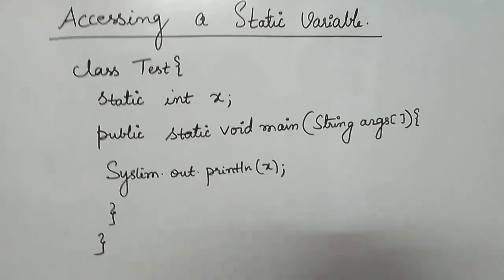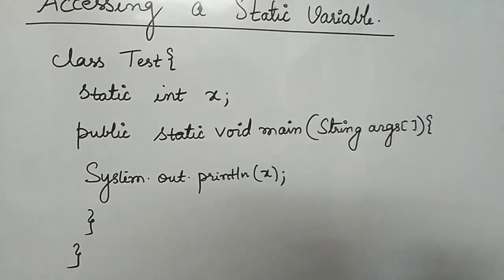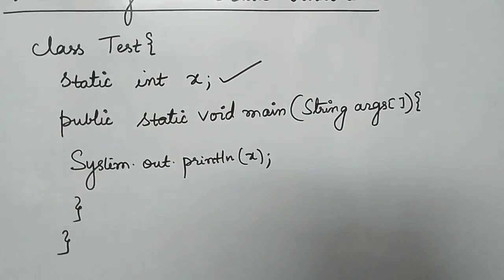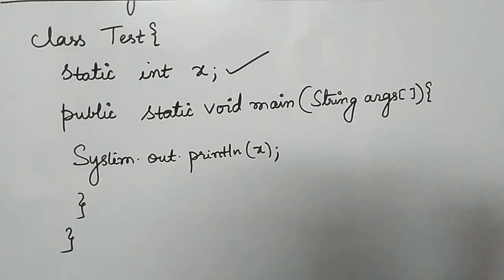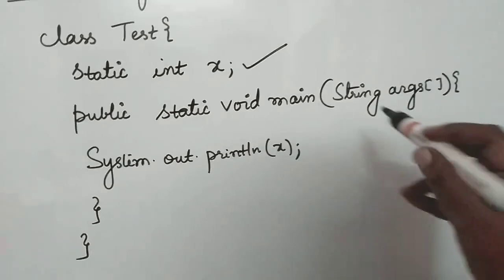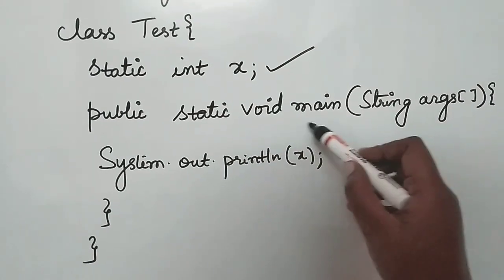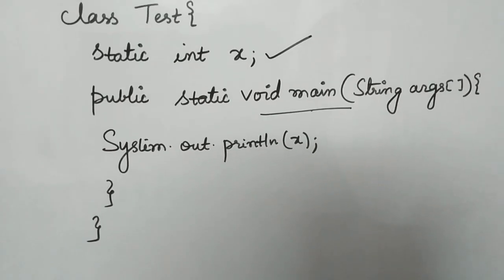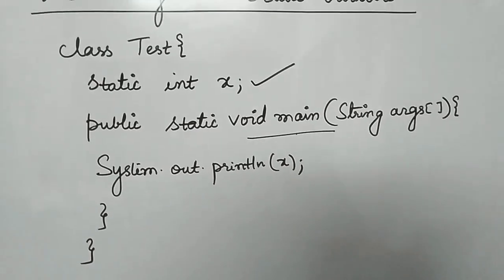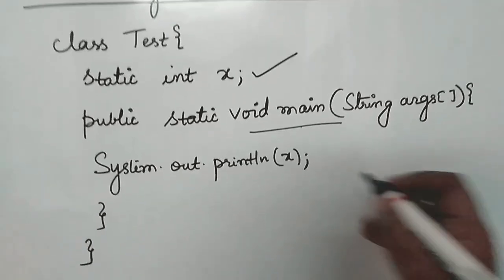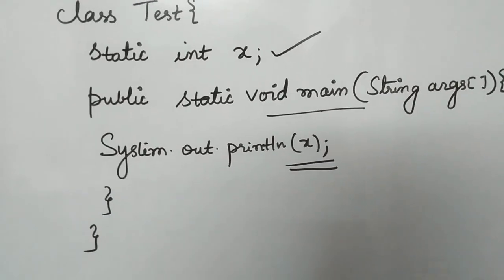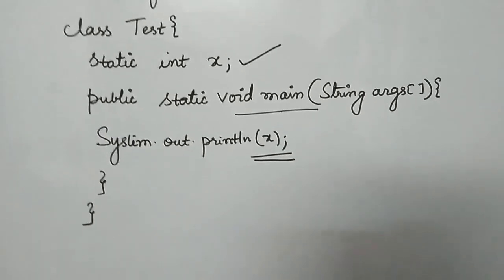How to access a static variable? Say I am having a static variable x, and we are seeing how to access the static variable inside the same class. There is one static method inside the same class, which is the main method. As I said, you don't require an object to access the static variables, so you can directly access the static variable. You can simply say x. Now what will be the output of this particular program?